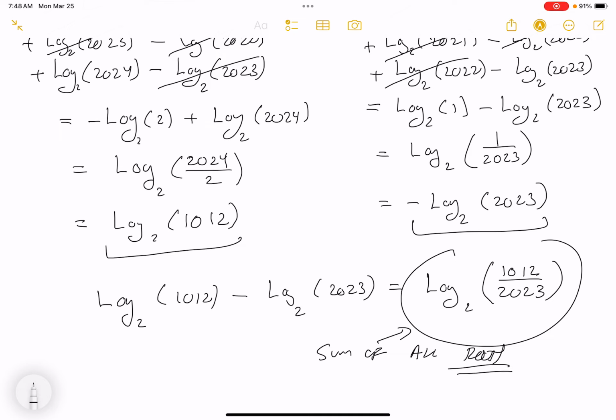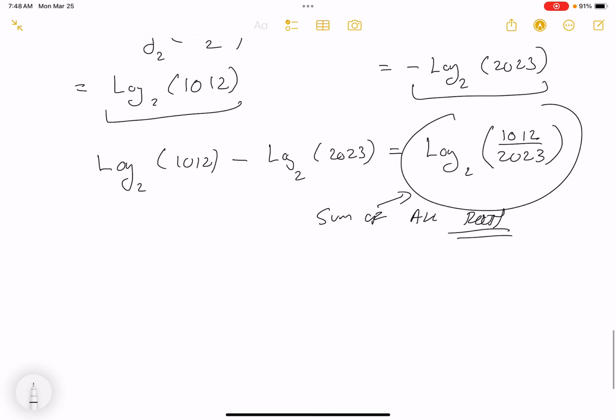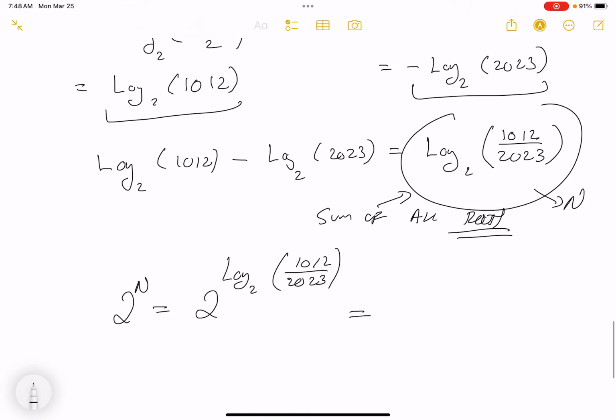I did that, and it says, oh, what's 2 to the n? Let's write this down. This is the n now. So it's 2 to the n. What's that going to be? 2 to the log base 2 of 1012 over 2023. What is that going to give you? 1012 over 2023. And that's the end. We're done. Thank you.